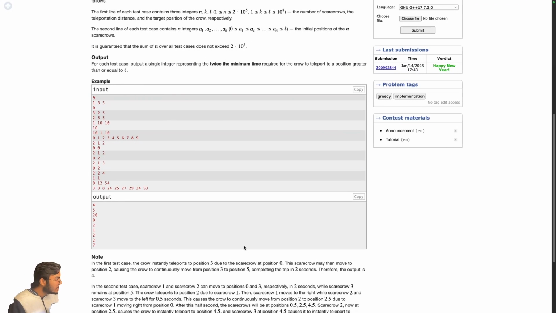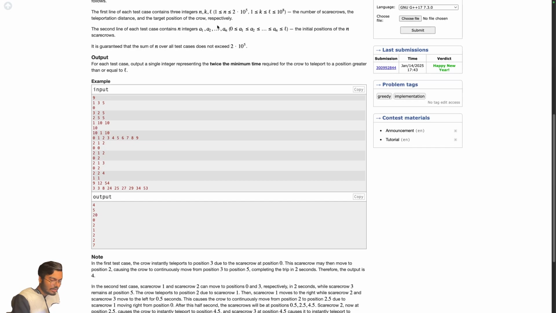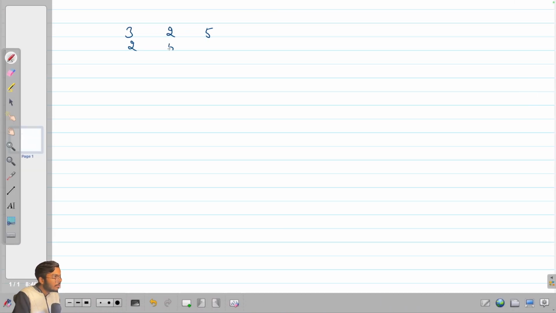Okay, so it is 3, 2, 5. So we have n = 3, k = 2, and L = 5. Next we have 2, 5, 5, the positions of the scarecrows. So 2, 5, and 5. Okay, so let's say at t equals 0, the crow is sitting here, right? And there are scarecrows. One is at position 2, and 2 of the scarecrows are at position 5. Now obviously, since all the scarecrows are towards the right, the crow will not move. The crow will simply wait at this position.